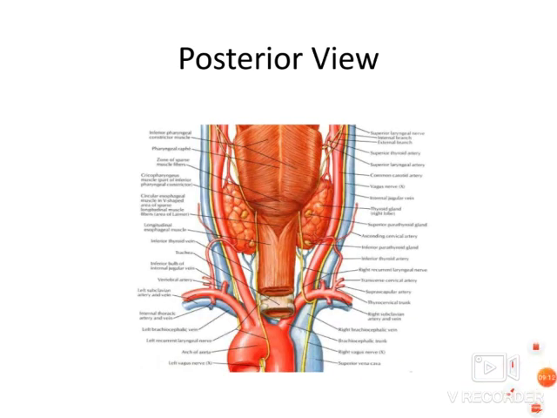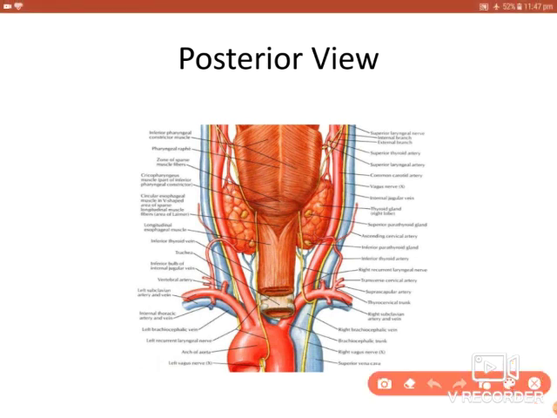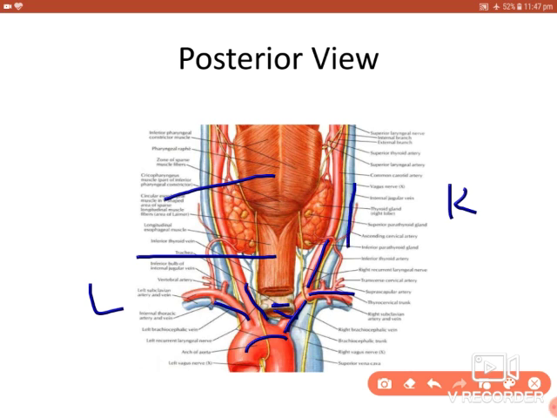Then here you are seeing the posterior view of this gland. Posteriorly you can see the inferior constrictor of the pharynx. This one is the esophagus. Anterior to that is the trachea. This is the right aspect, this one is the left. Here is the arch of aorta. This is the left common carotid, left subclavian, brachiocephalic trunk, right common carotid, right subclavian. Here is the internal jugular vein, common carotid, and the vagus nerve.